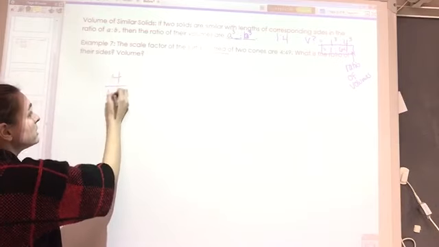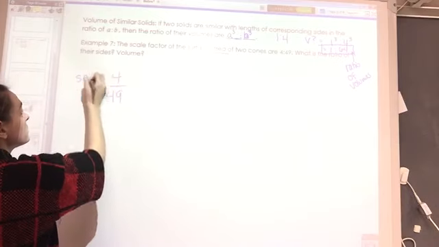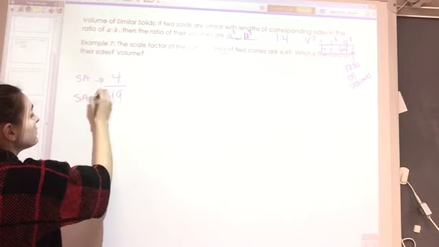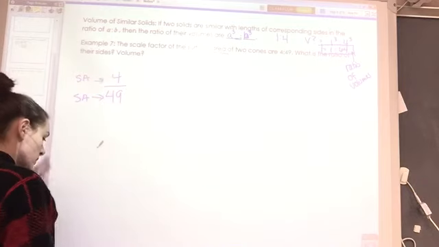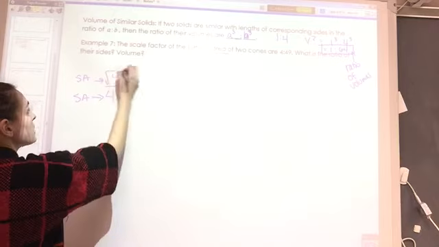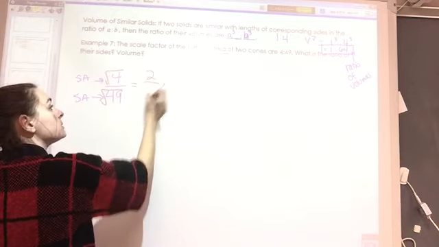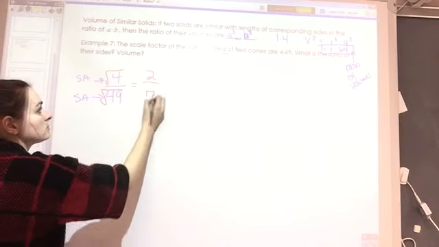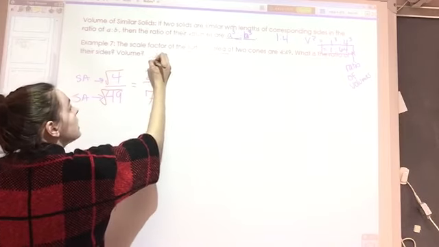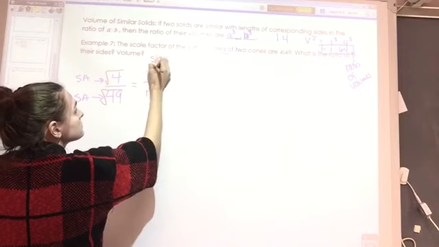So we've got 4 to 49. And this was our surface area. And I want to find the scale factor of our sides. So again, I want to make it smaller. So I'm going to take the square root of both, just like we did on the previous example, and we've got 2 over 7. So this was the scale factor of our sides.